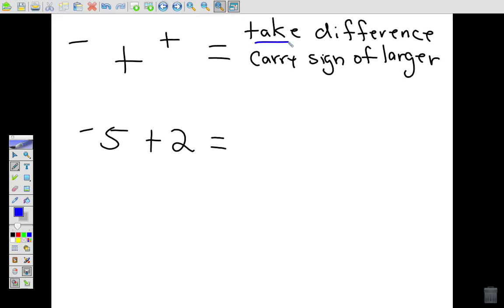Well, you take the difference between the two numbers and it carries the sign of the larger. So for example, if I have a negative 5 plus 2, take the difference of 5 and 2, which is 3. 5 is larger than 2. 5 is carrying the negative sign, so it's a negative 3. And if we reason that out, if we're at 0 degrees, the temperature drops 5, so we're now at a negative 5, and then goes up 2 degrees because of a positive 2. We're now at a negative 3 degrees below 0, or a negative 3.